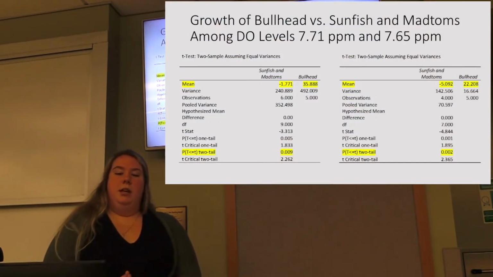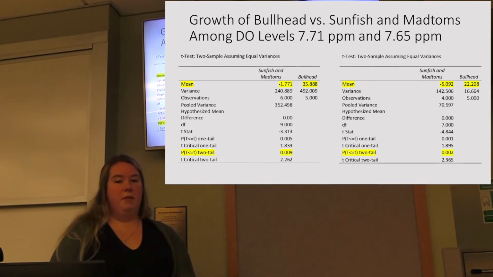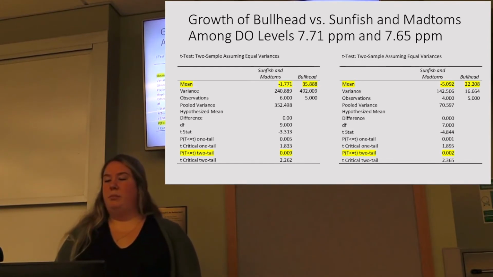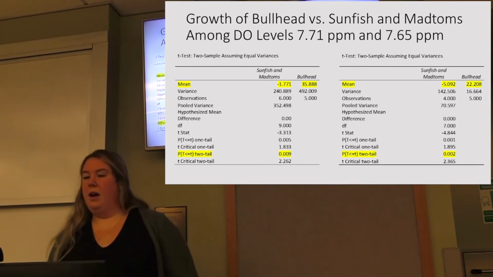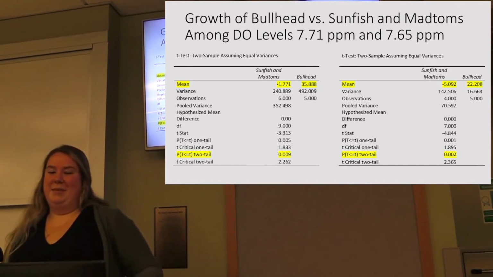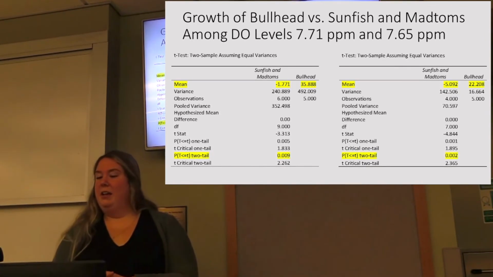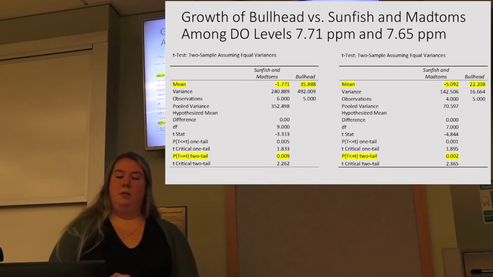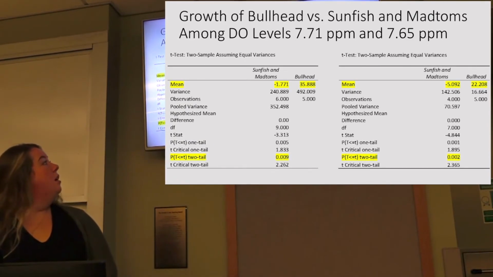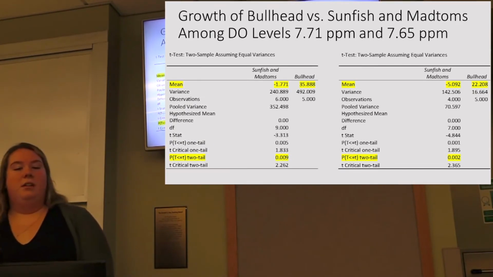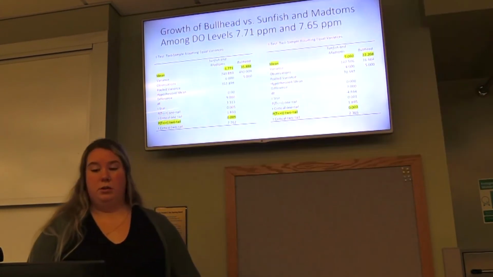These are the next 2 t-tests that I did, and for these, these were significant. These were my control group, which was my 7.71, and my medium dissolved oxygen level group, which was 7.65. I did try to get them different, but it didn't work. But because they were the same, it just double proved it, I guess. Mine were 0.009 and 0.002 for my p-values, and that made it so they were significant, so there was an effect on the growth of the bullhead versus the sunfish and the mad toms among those 2 dissolved oxygen levels.